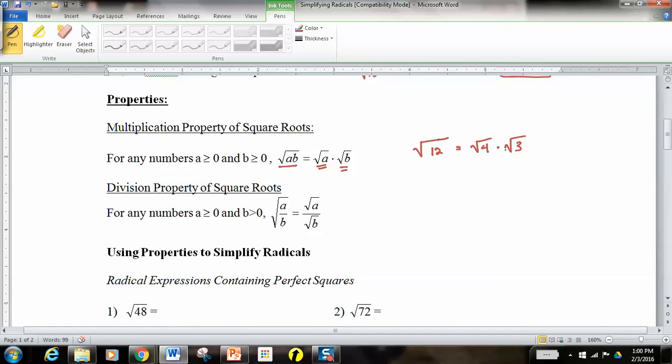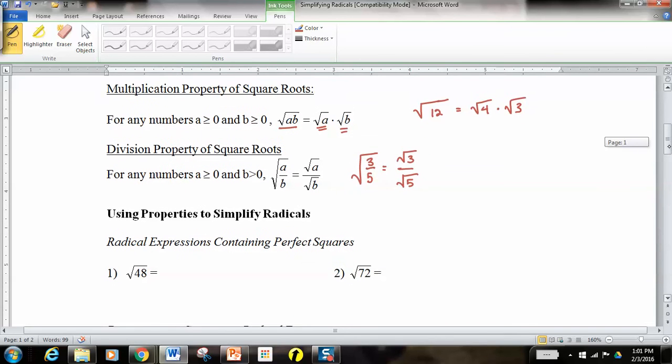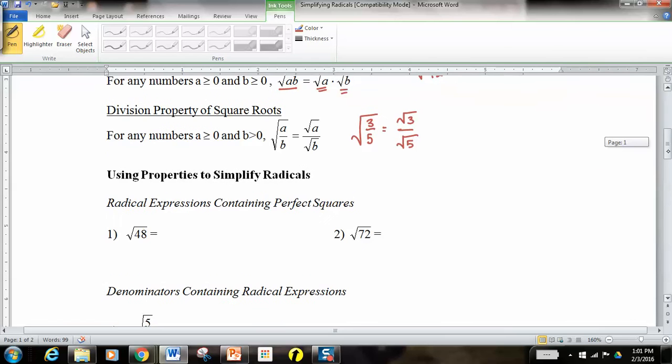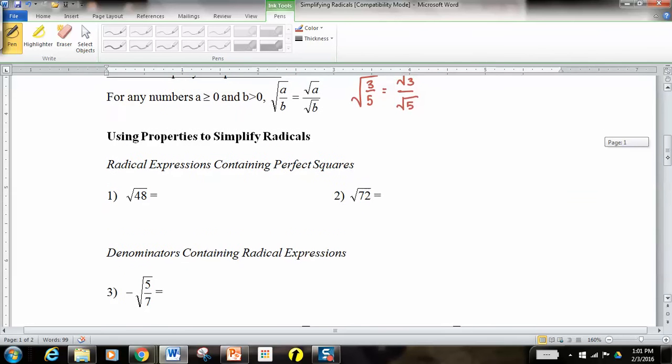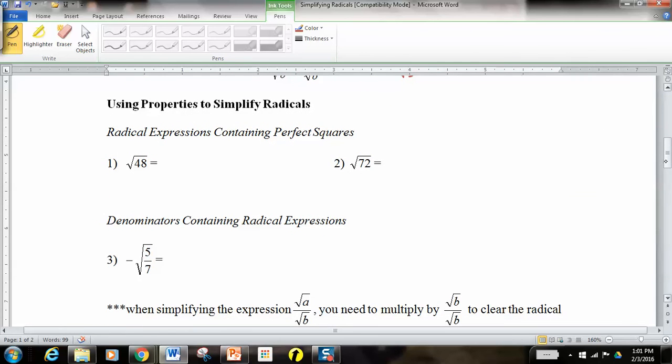The division property for square roots: if you had a division problem like the square root of 3/5, that can be broken up into the square root of 3 over the square root of 5. And we'll talk about how to deal with something like that, how to simplify a radical expression like that. All right, so here's what we're going to do. We're going to simplify some radicals.